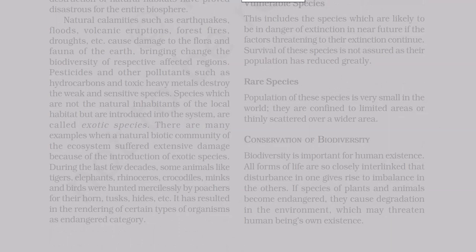Vulnerable species. This includes the species which are likely to be in danger of extinction in the near future if the factors threatening their extinction continue. Survival of these species is not assured as their population has reduced greatly. Rare species. Population of these species is very small in the world. They are confined to limited areas or thinly scattered over a wider area.